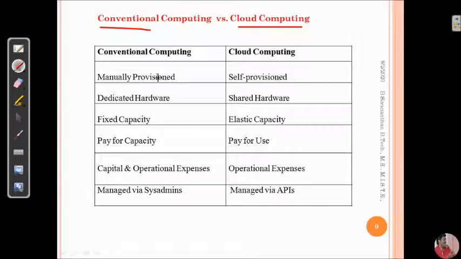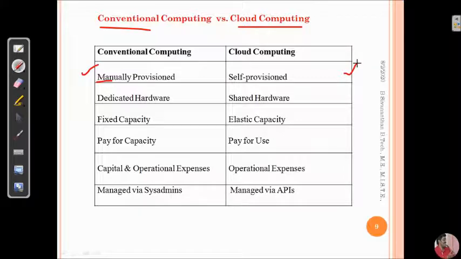What is the main difference? In conventional computing, it is manually provisioned. Manually, in the sense that whatever services we need, whatever services are provided, everything will be done manually and controlled manually only. But in the case of cloud computing, it is self provisioned.